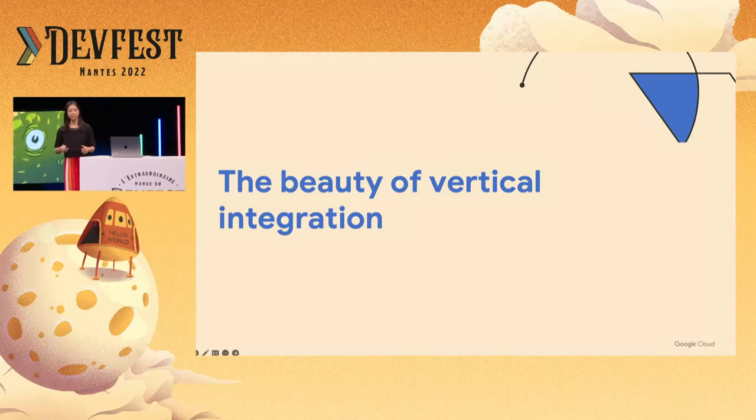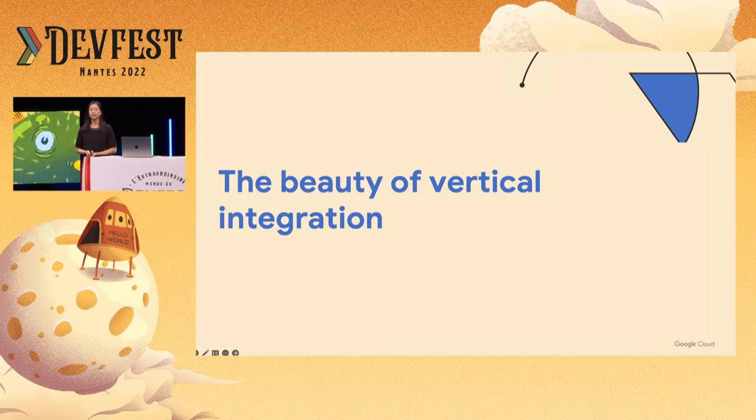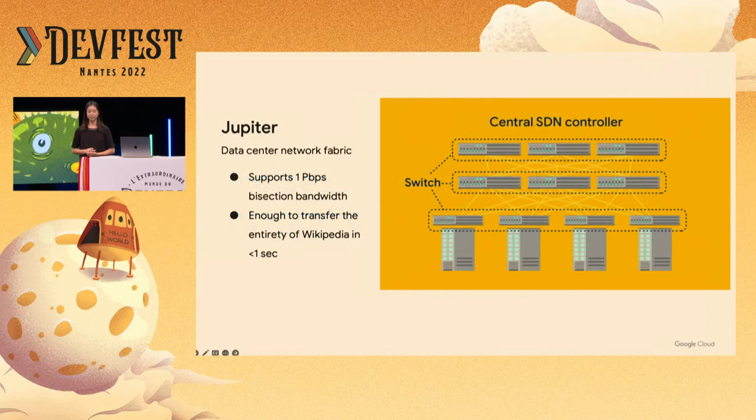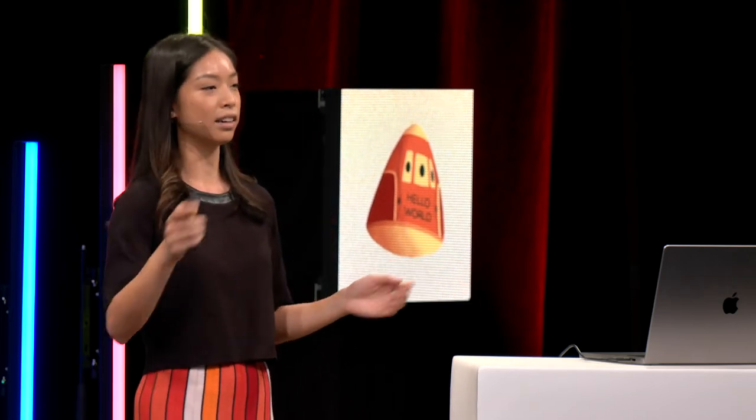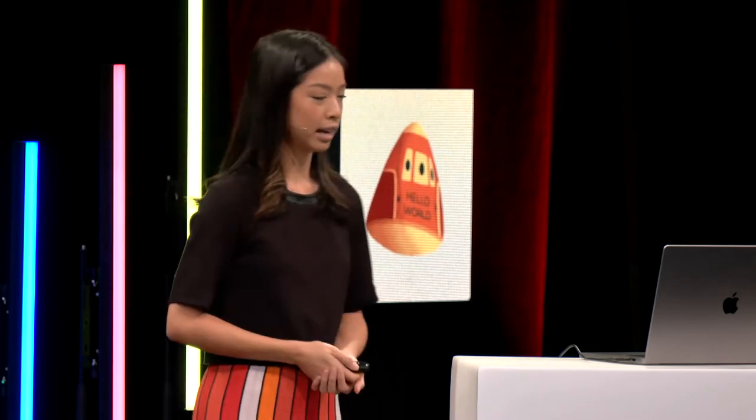Now, moving into the software stack that sits on top of the physical network. This is the beauty of vertical integration that Google, I think, has a really great advantage for. So let's not forget about the software stack, and we'll dive into that. So what makes this all possible to redirect traffic seamlessly is a data center network fabric that we have developed over the past several decades called Jupiter. It's a closed hierarchical switching fabric that connects thousands of machines. And this is operating at 1 petabit per second bisectional bandwidth. Again, to give you a comparison, that is like transferring the entirety of Wikipedia in under 1 second. So it is massive, and it can handle a lot of traffic.